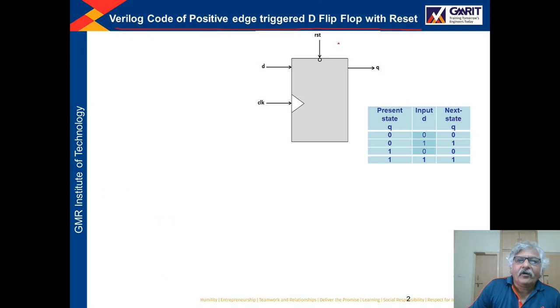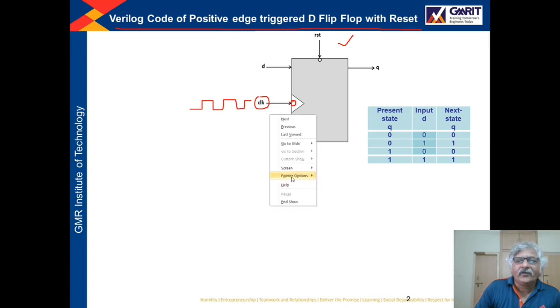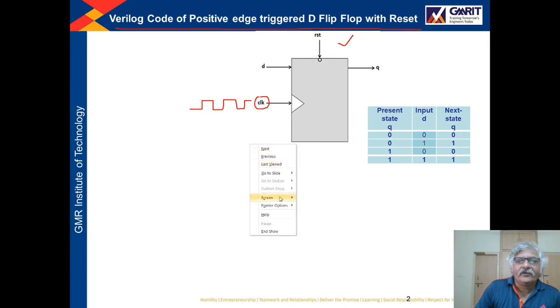So this is the block diagram of the positive edge triggered D flip-flop. Here we have one clock input. At this clock input, this type of clock will be applied, and here this is a positive edge triggered flip-flop. See, if it is a negative edge triggered flip-flop, then here you will find one bubble. This bubble indicates the negative edge triggered flip-flop, and the absence of the bubble indicates a positive edge triggered flip-flop. So this is a positive edge triggered flip-flop.